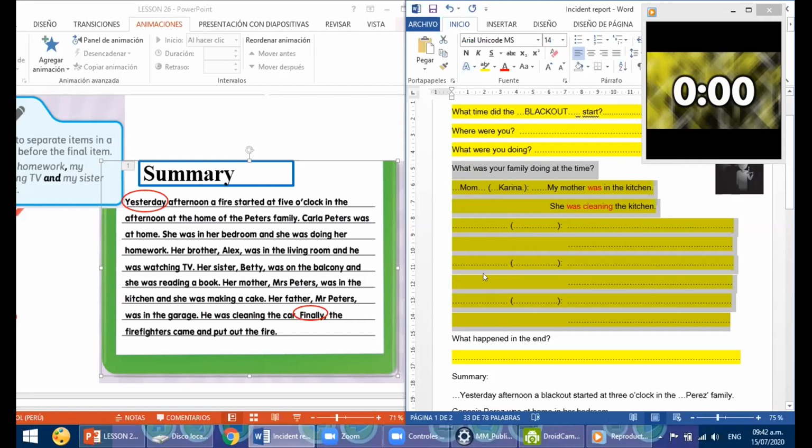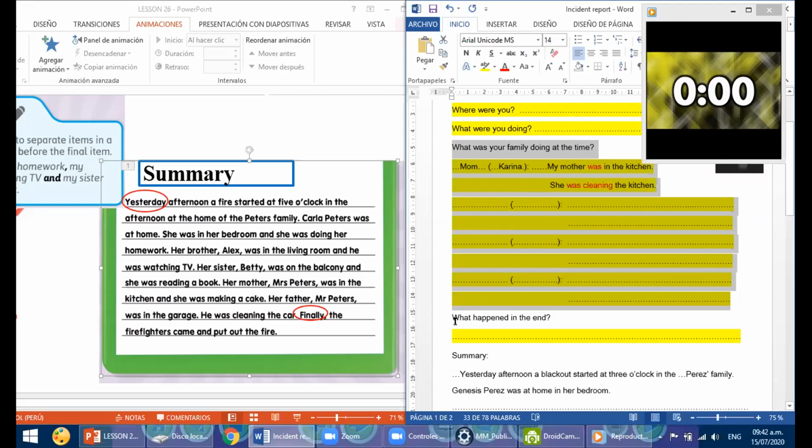Okay, very good. You have one space more, Hermione. You can complete maybe here: my uncle, my cousin, my dog. My dog was in the living room too. He was playing, okay? But try to complete the first space. Complete the fourth space, it's very good. Hermione, the last part: what happened in the end?